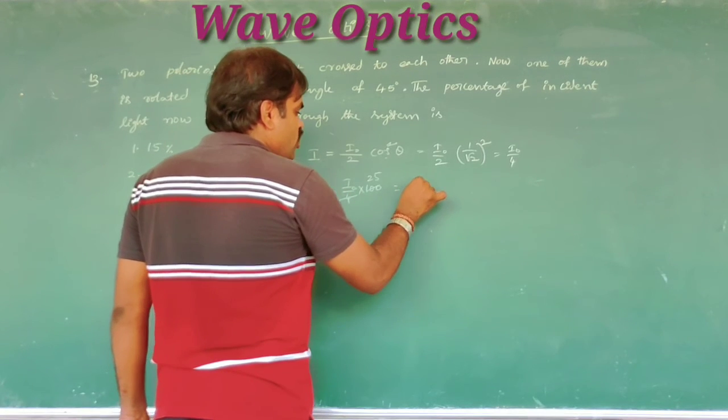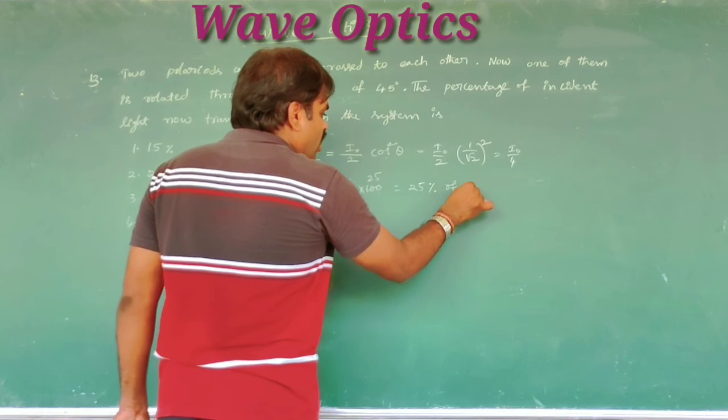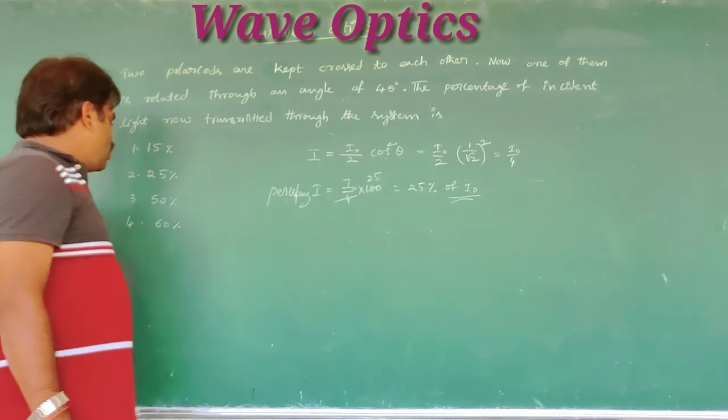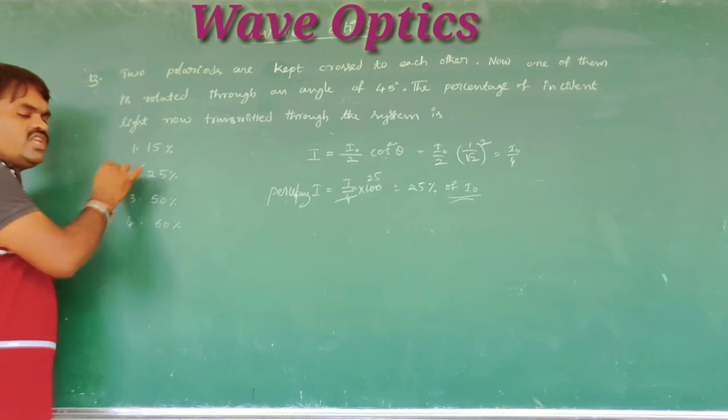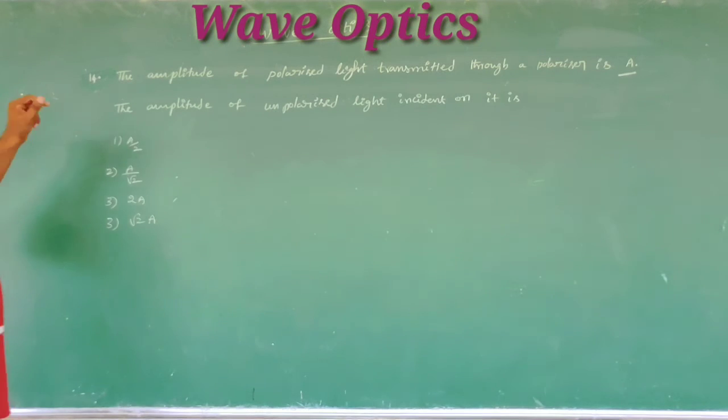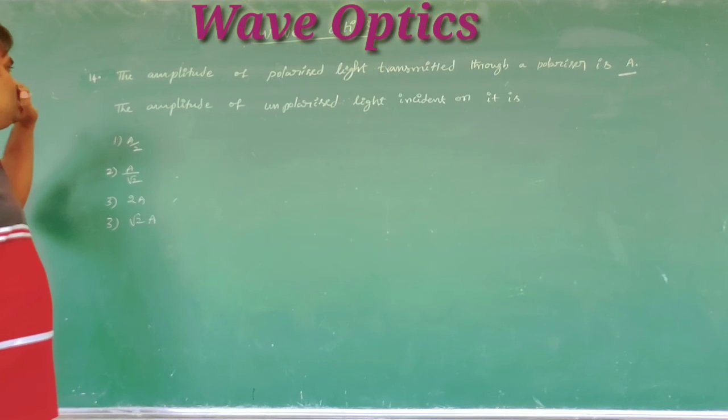That is 25% of I naught. Then the second option is correct. Now going to the 14th one.